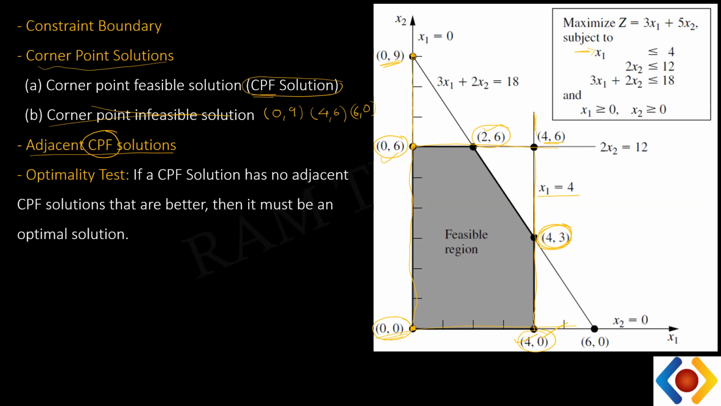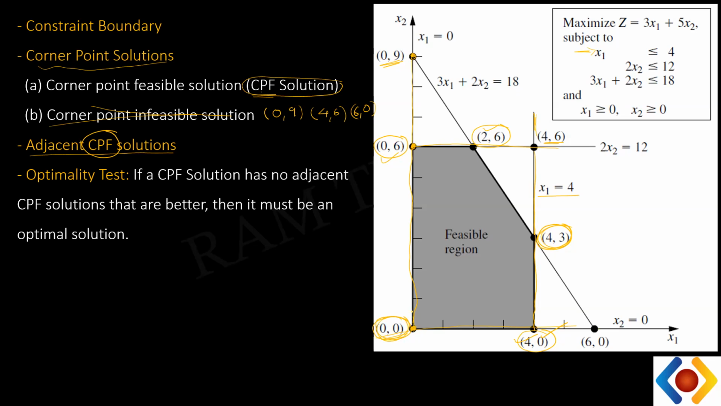Yes, Anahita. Sir, actually I left for a minute or so. Can you just explain adjacent CPF solutions once again? Okay. So CPF stands for corner point feasible solution. If we start with this solution, which is a CPF solution, 0, 0, and I ask you what is the adjacent CPF solution of 0, 0, you will start looking at the boundaries coming out from this point.